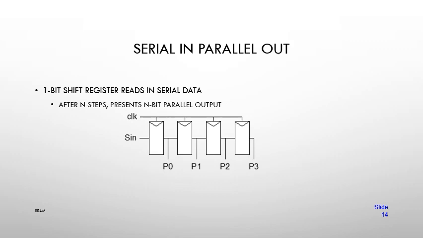Then serial in parallel out. A 1-bit shift register reads in serial data, and after n steps presents the parallel output. Here we are giving the input on this line. After that we get single bits from this parallel output. That's why the number of steps will be increased. For example, serial in parallel out registers.